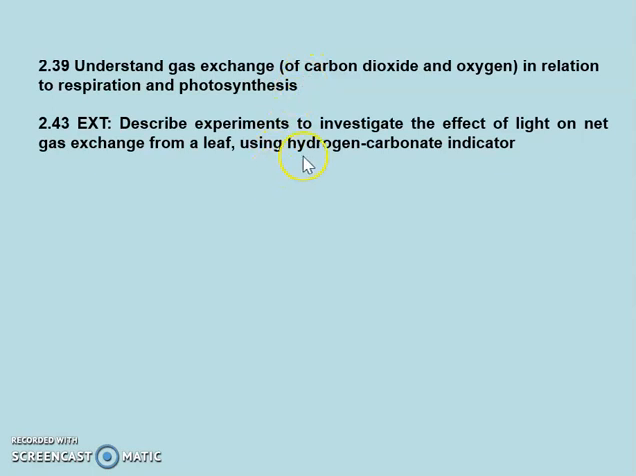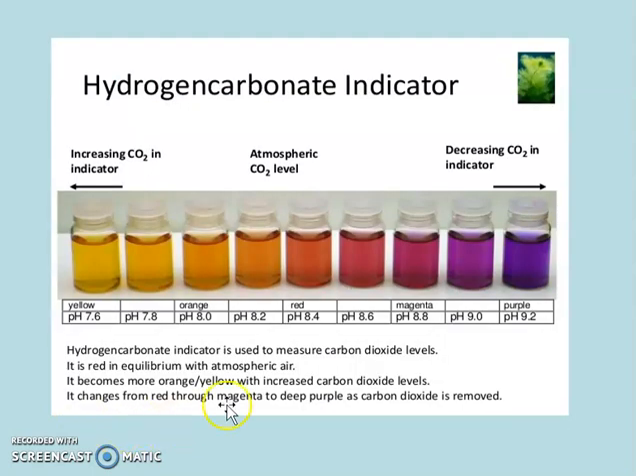So what we're going to do is use what's called a hydrogen carbonate indicator, and the hydrogen carbonate indicator will change color depending on the carbon dioxide levels, or actually more specifically the pH. So what we need to consider here is that the experiments that I'm going to show you in a moment are going to all be in a sealed container.